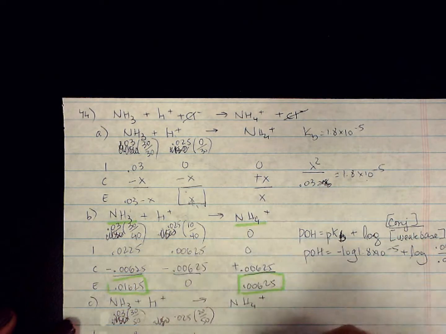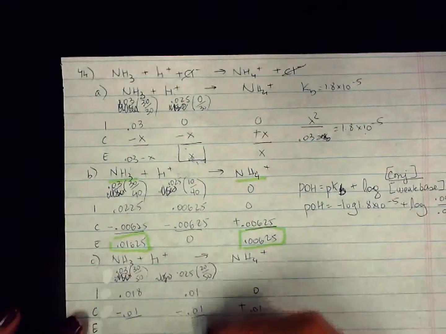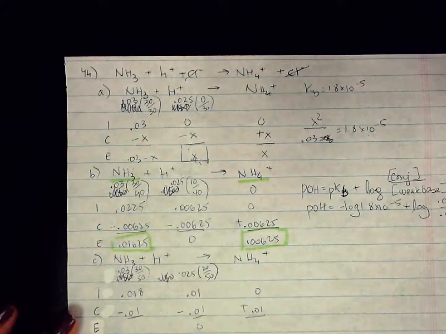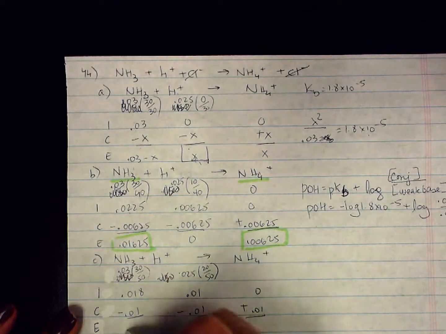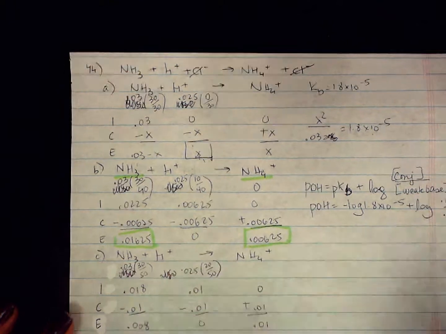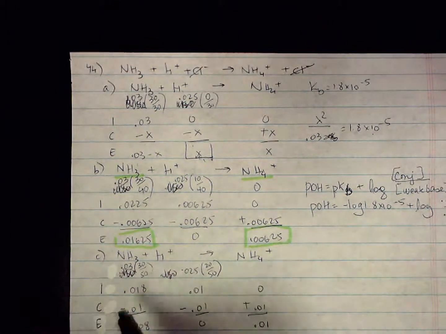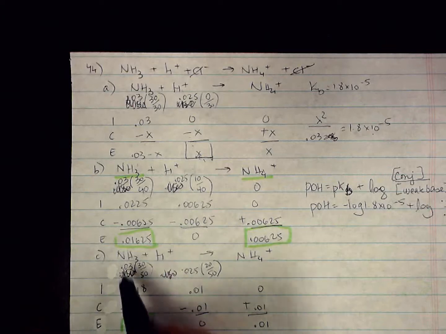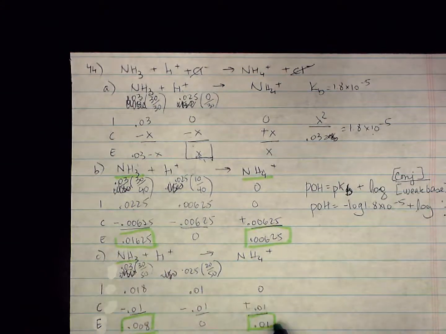So you end up, you had no ammonium present initially. You end up with no acid left, 0.008 ammonia, and 0.01 ammonium. Again, what you have in your beaker at the end of the day is a mixture of a weak base with its conjugate.